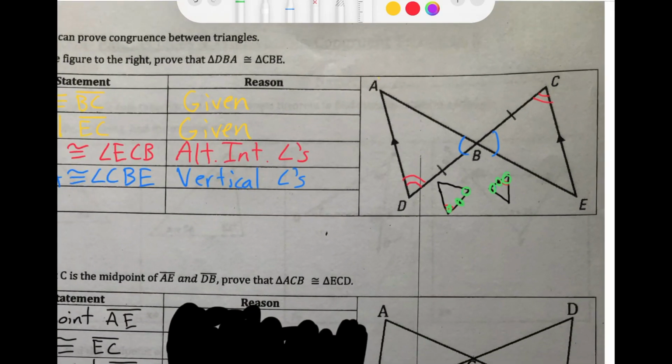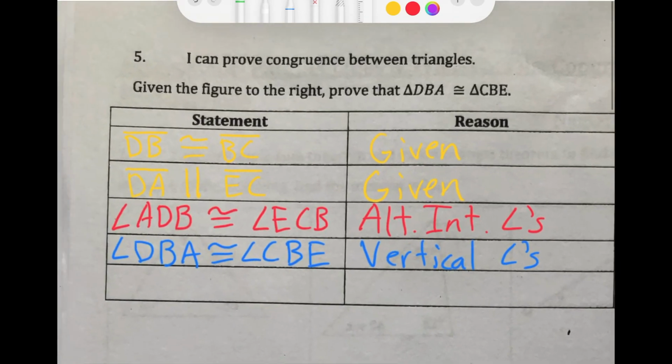So we have proved their congruency, and we're going to say triangle DBA is congruent to triangle CBE due to angle, side, angle. And that is how you're going to complete these proofs.